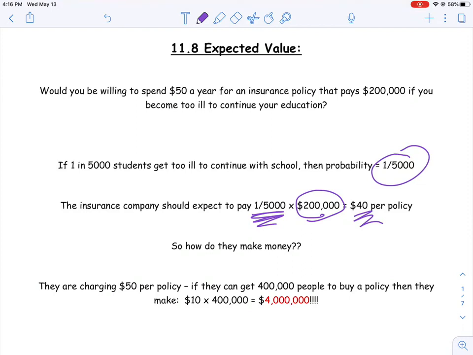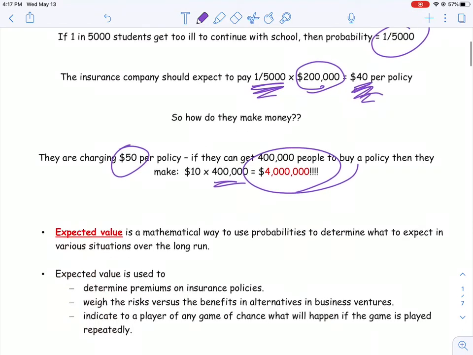The $200,000 divided up. Well, think about that. I charged $50 per policy. If I have to pay out $40 per policy, then aren't I making $10 per person that has this policy? And so if I can get 400,000 people to buy this insurance in case they get too sick to continue going to school, I've just made $4 million being this insurance agent. Maybe I should stop teaching and sell insurance, huh?